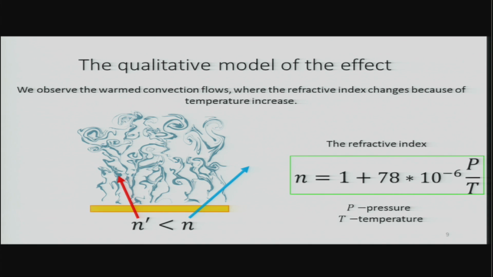Now let's go to the qualitative model of my effect. We observe the warmed convective flows where the refractive index changes because of the temperature increase. On the slide, you can see the dependence between the refractive index and the temperature in the flow. Interestingly, the refractive index in the flow is less than the refractive index in the outer space.